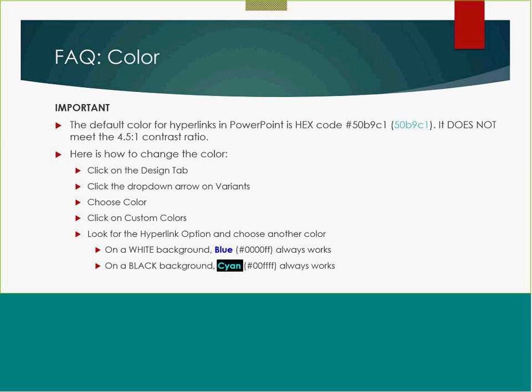Now, it used to be back in the day of good old Windows XP and Office 2010 that you could change these things very easily. Unfortunately, now it's not as easy to change the colors of the links and followed links implementations. So here are the instructions on how to change it, and you'll get this presentation at the end today so that you have these instructions. But you can never go wrong on a white background using this blue represented by four zeros and two Fs. If you're on a black background, using that cyan. They will always work and they'll always meet those code requirements.